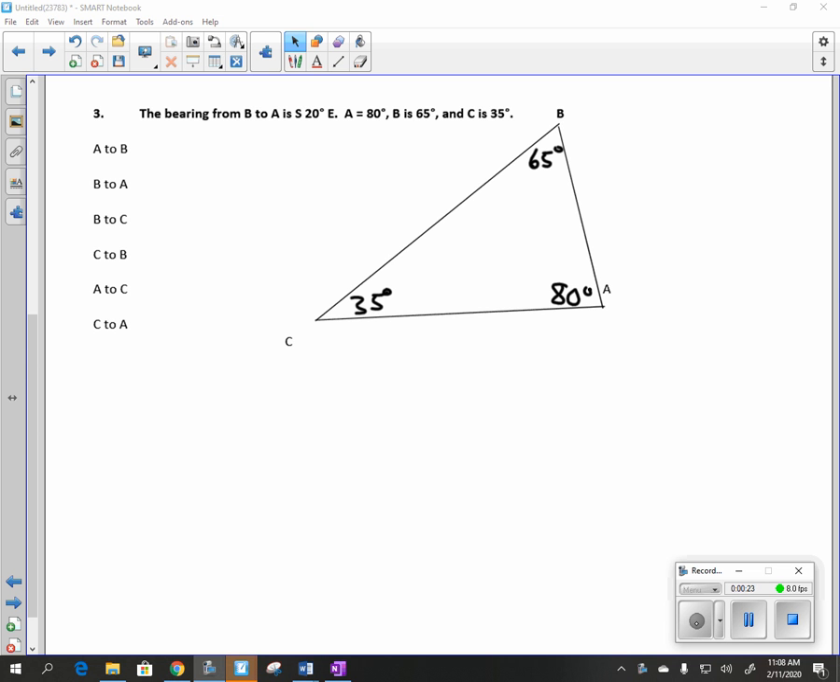I am given this hint. It says B to A is south 20 degrees east. So B to A, south, 20 degrees towards the east. I know that that angle is 20 degrees.